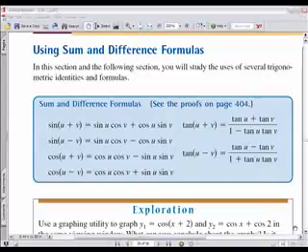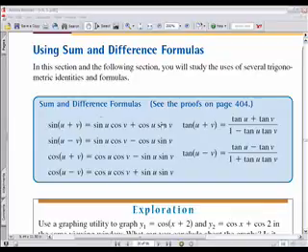This lecture is on some trigonometric identities, specifically the sum and difference formulas. And we use the sine and cosine ones a lot, tangent not as much. So the sine of a sum is not the sum of the sines. That is, sine u plus v is not sine u plus sine v.